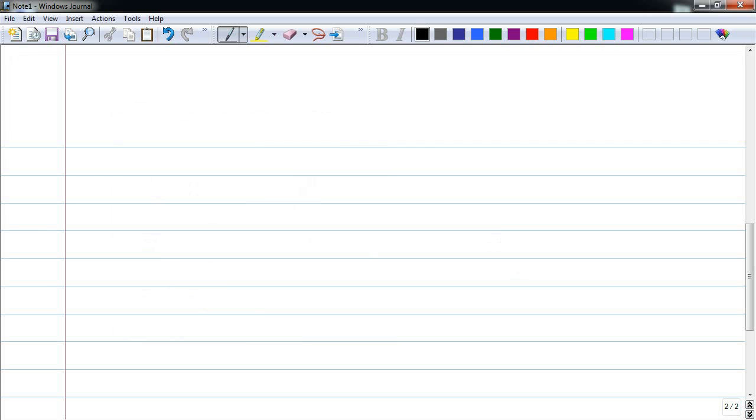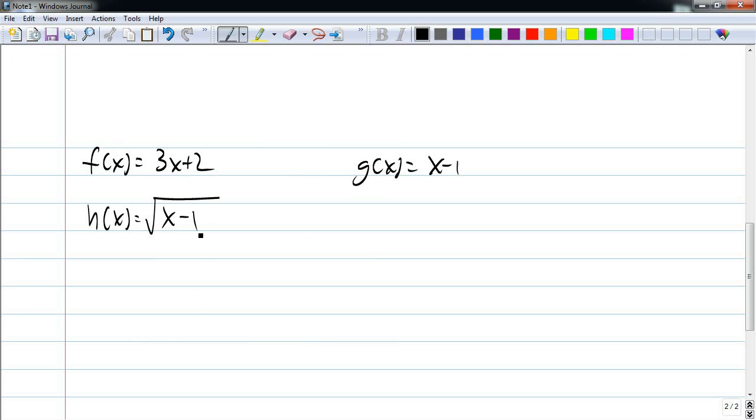Okay, we're going to look at four functions. Here we go. F of x is 3x plus 2. G of x is x minus 1. H of x is the square root of x minus 1. And L of x is the square root of 5 minus x. Okay? And so we want to combine these together.